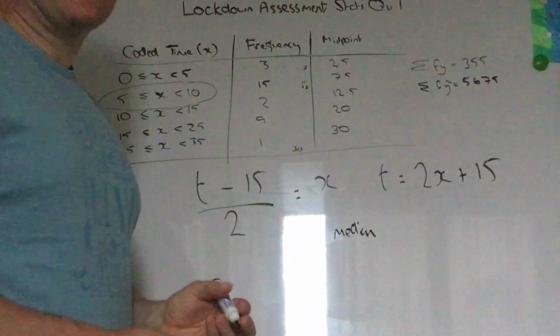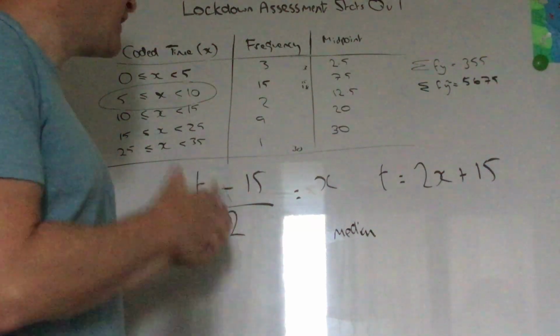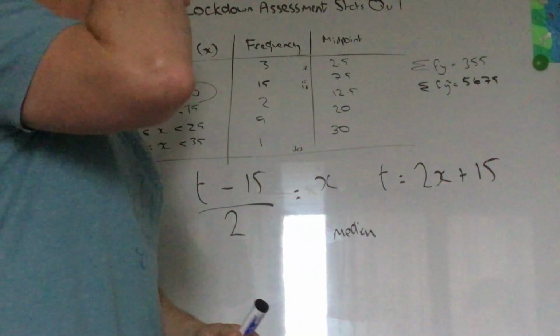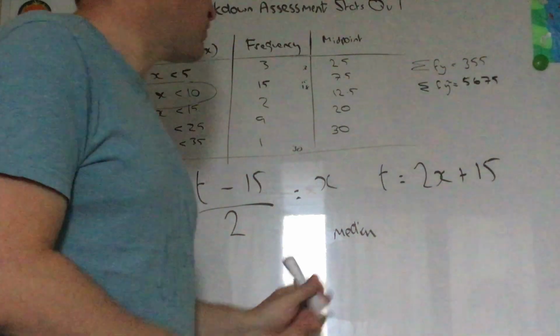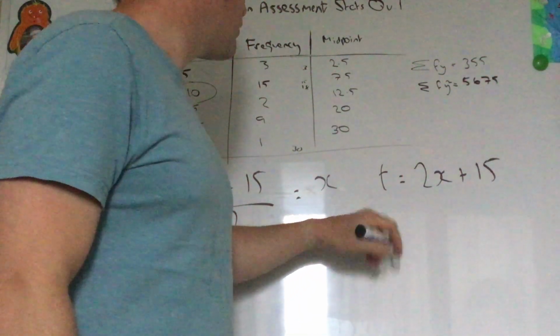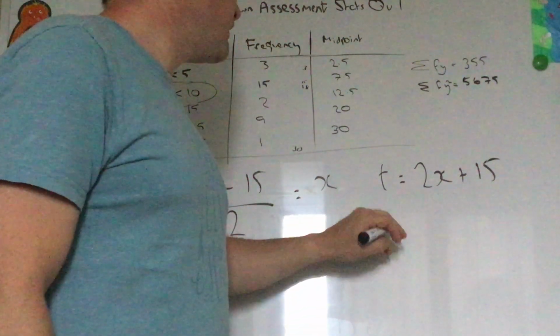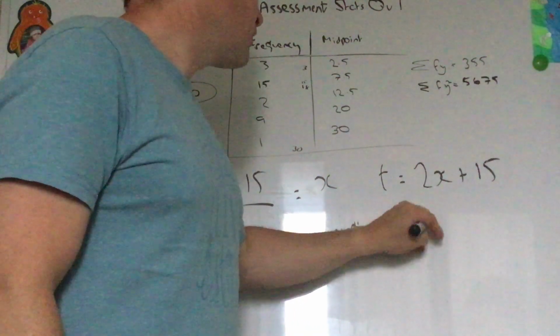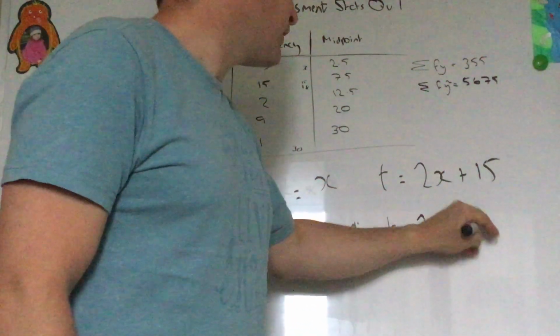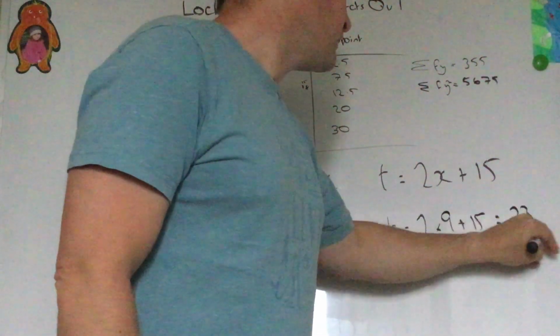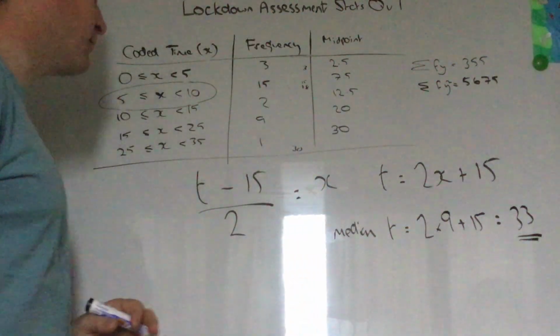Okay, so the median is strictly coded like that. The median is like a value of t. It gets coded in exactly the same way that a number would in the distribution. Okay, so the median was 9, so median for t would be 2 times 9 plus 15, which is 33. Everyone was pretty much spot on with that.